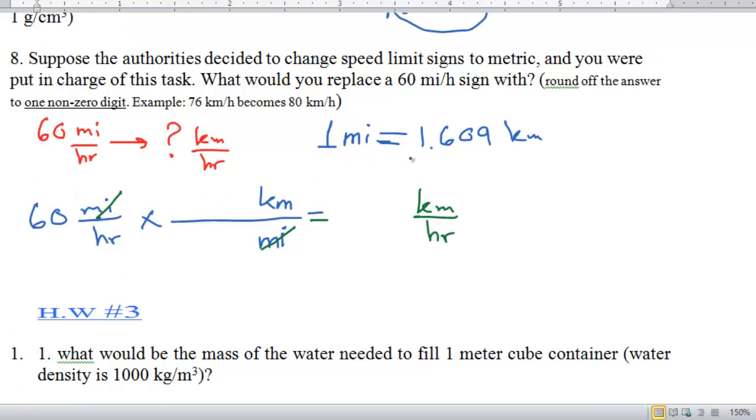Now for the numbers, place 1.609 beside kilometer, and you'll place 1 beside mile. So you're multiplying 60 by 1.609. So I'll let you do the calculation here and make sure to round off the answer so that you have 1 and 0 digit in your final answer.